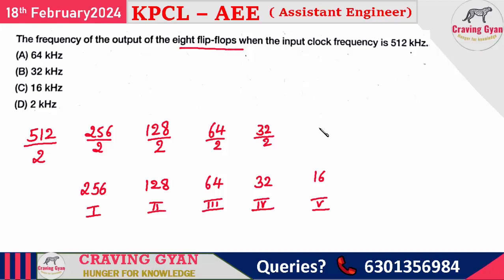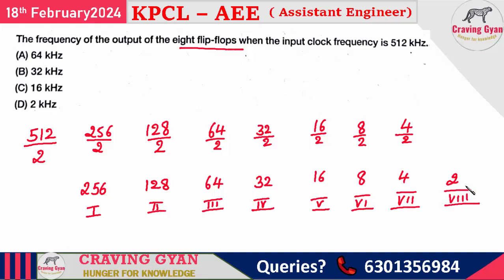I'm not going to write this kilo, you please write it. Then it is 8 kilo. Then 8 by 2 is 4 kilohertz. Output of the 7th stage is 4 kilohertz. Then the output of the 8th stage is 2 kilohertz. So the corresponding option is option D, which is correct.